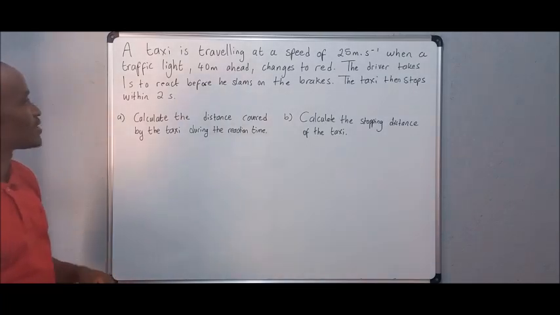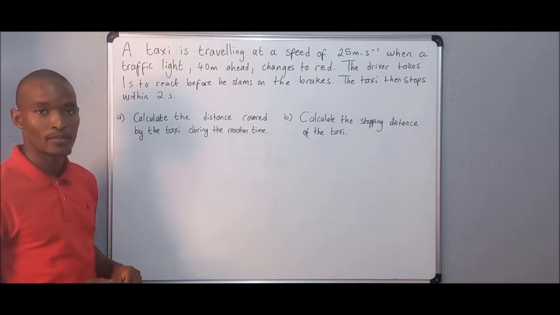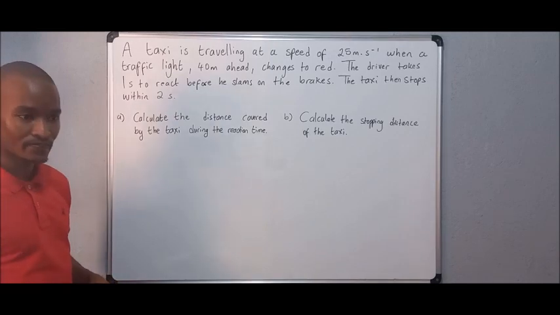Let's read the question here at the top. It says a taxi is traveling at a speed of 25 meters per second when a traffic light 40 meters ahead changes to red. The driver takes 1 second to react before he slams on the brakes. The taxi then stops within 2 seconds.